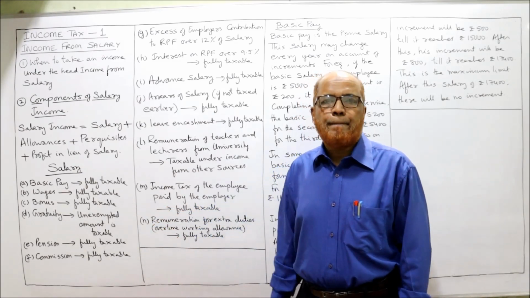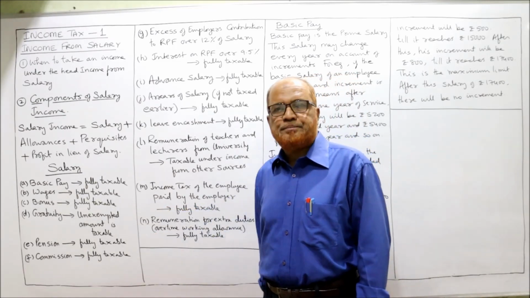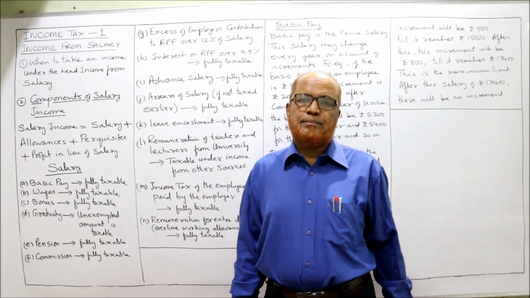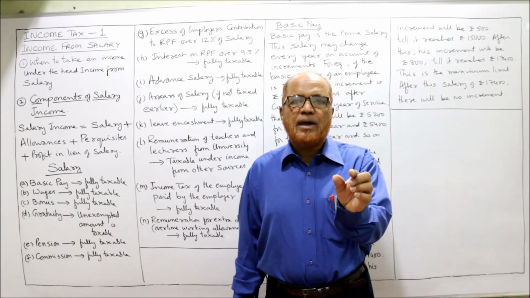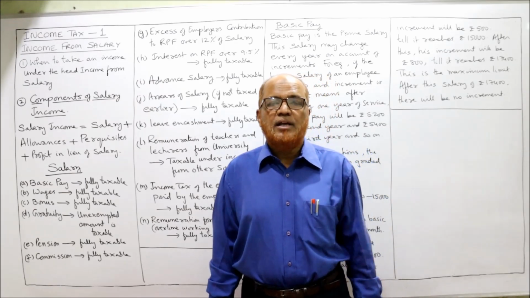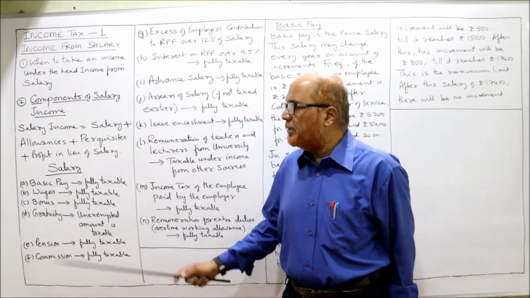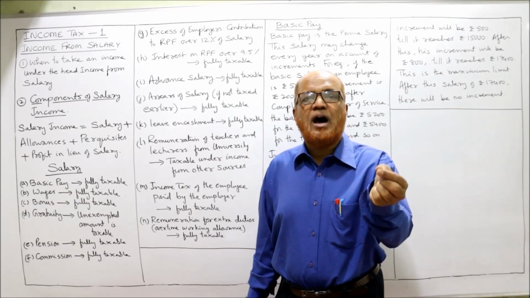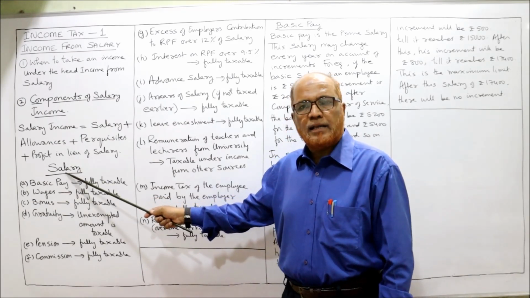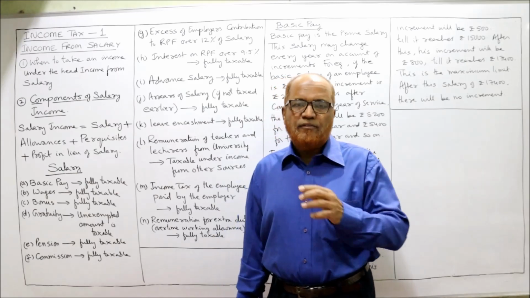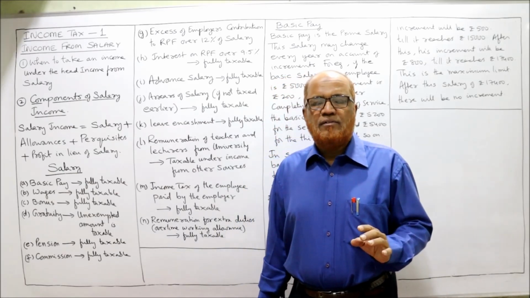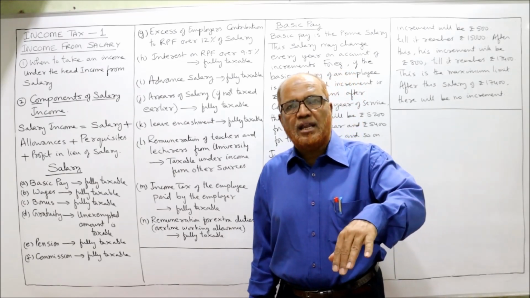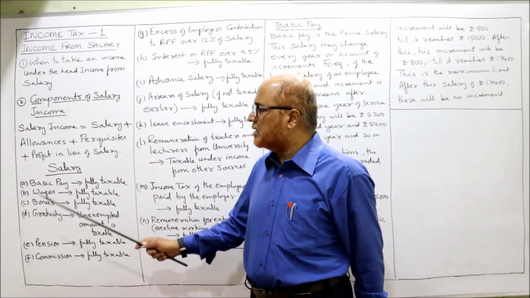Here I have given brief points. First, basic pay. The first prime part of the salary is the basic pay or basic salary. And basic pay or basic salary is fully taxable. This is the first item that may be taken under the head salary. So basic pay is fully taxable under the head salary. Similarly, wages. We call it salary or wages. Normally, salary will be paid to employees, wages will be paid to workers. Whether it is salary or wages, it is fully taxable under the head salary.